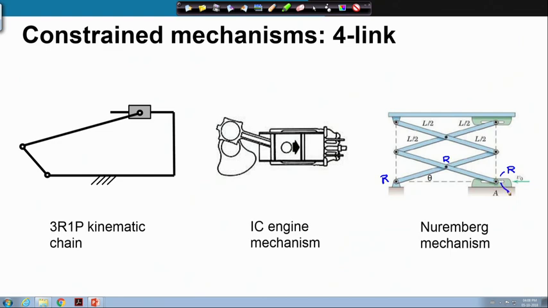So, the R and P are combined at this pin, that forms a higher kinematic pair actually, but this is an application of this 3R1P kinematic chain, and by shifting this pin you can make this platform move up and down.